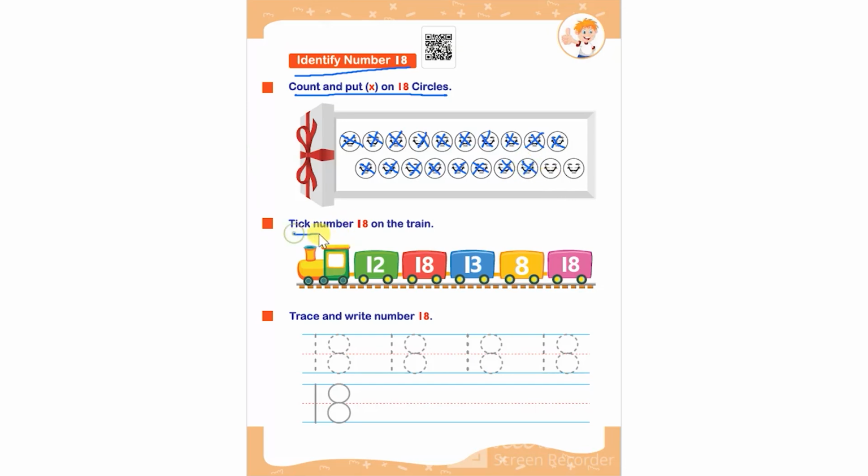Post that, they have to tick mark number 18 on the train. So the child has to put a tick mark on number 18 and after that they have to trace and write the number 18. So over here they have to trace the number 18 in the first row and in the next row they have to write the number 18 on their own.